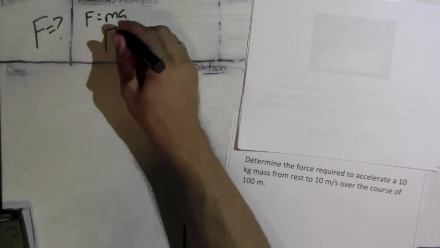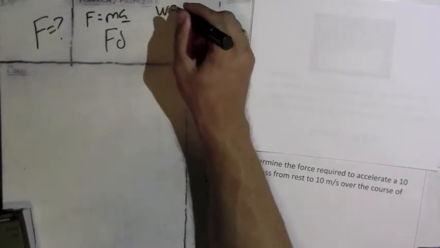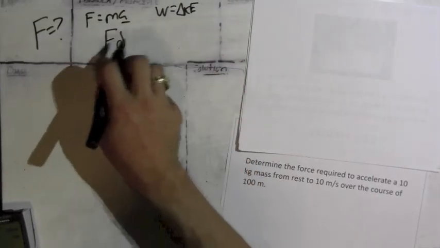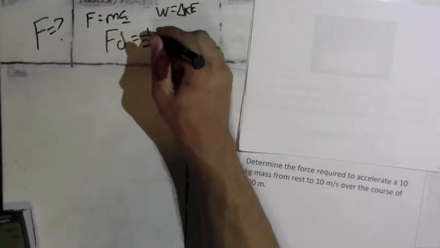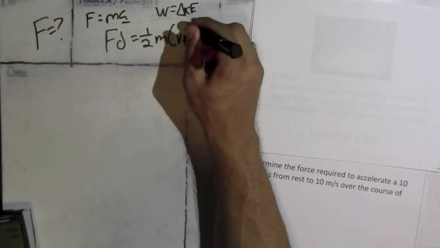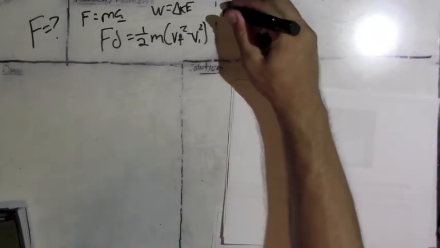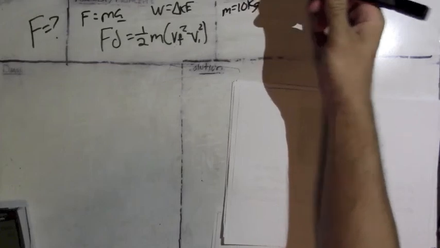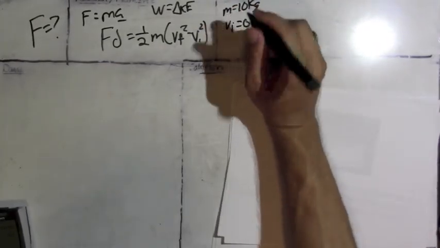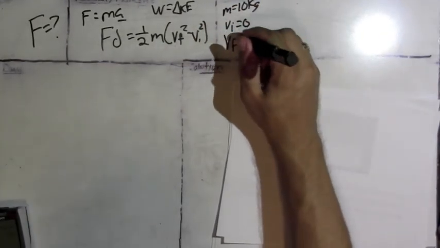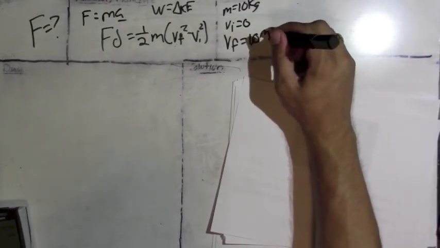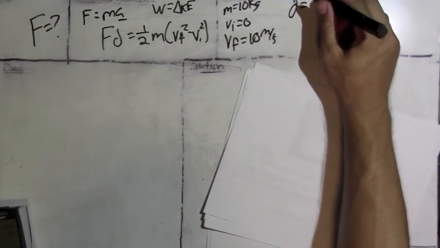But you can actually do it all in one step, and by doing that you can use the work-energy theorem, which says work is equal to the change in kinetic energy, or force times distance is equal to 1/2 of m Vf squared minus Vi squared. So we actually have the mass this time, so we can say that the mass is 10 kilograms. We can say that the initial velocity is 0. We can say that the final velocity is 10 meters per second. And we can also say that we have a distance of 100 meters.